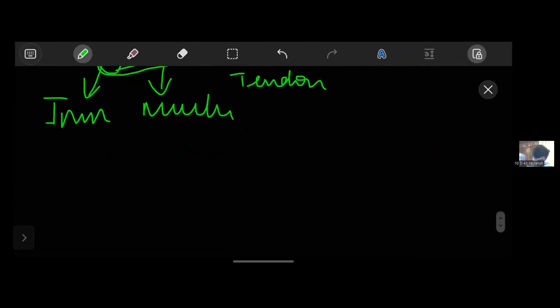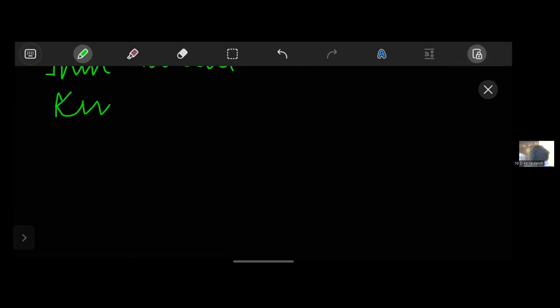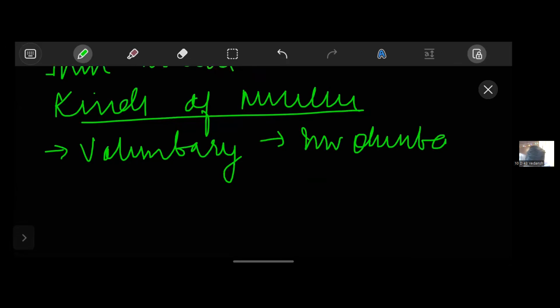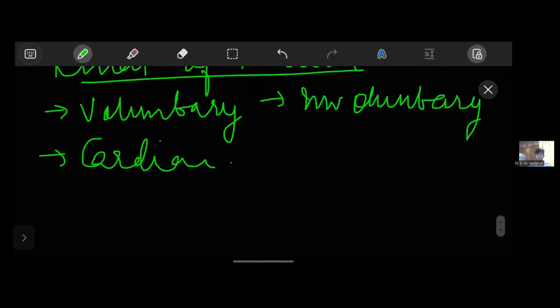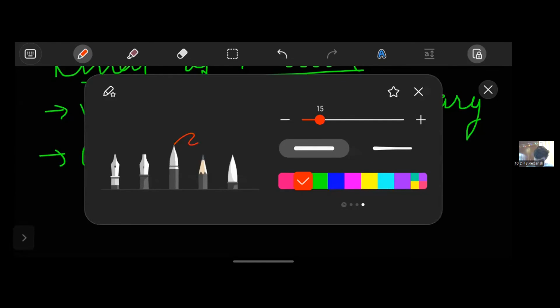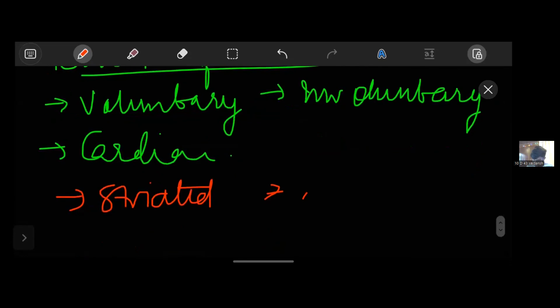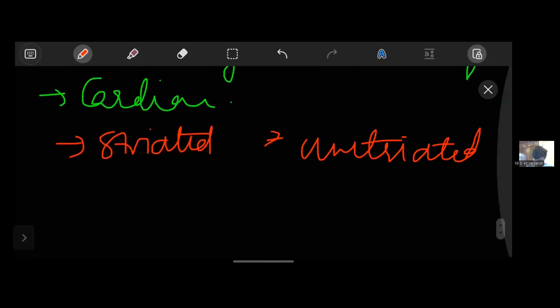Now, there are also three kinds of muscle, apart from antagonistic kinds. First is voluntary. Second is involuntary. Third is cardiac. Okay. Voluntary muscles are those kinds of muscles which can be moved by your will. Involuntary muscles are basically those muscles which are not controlled by your will. Cardiac muscles are basically present in the heart. These are also known as striated, unstriated, and cardiac muscles.